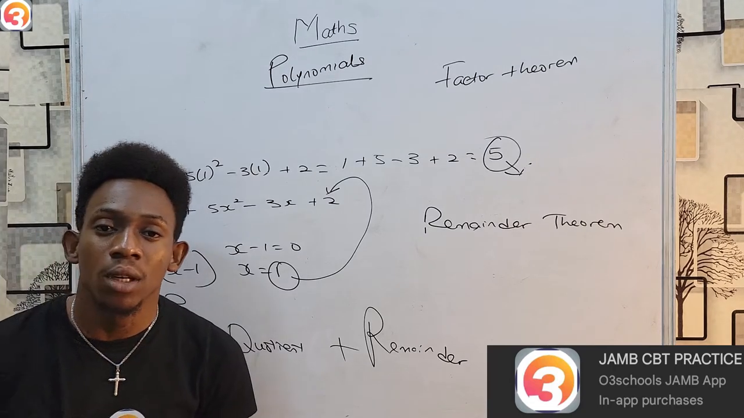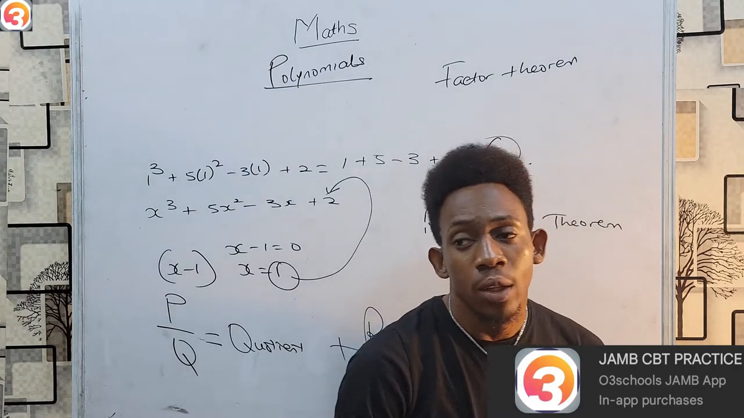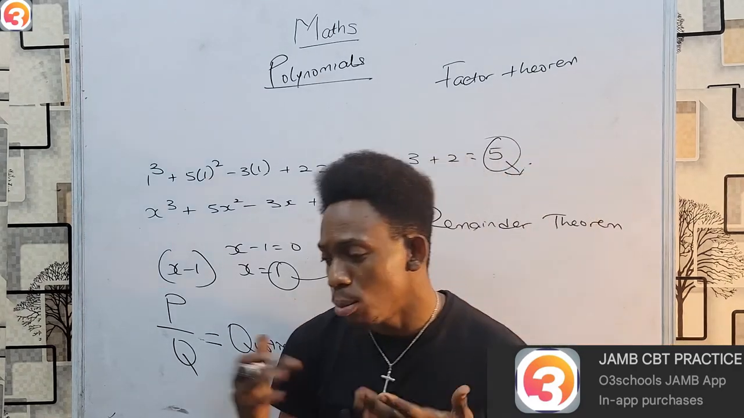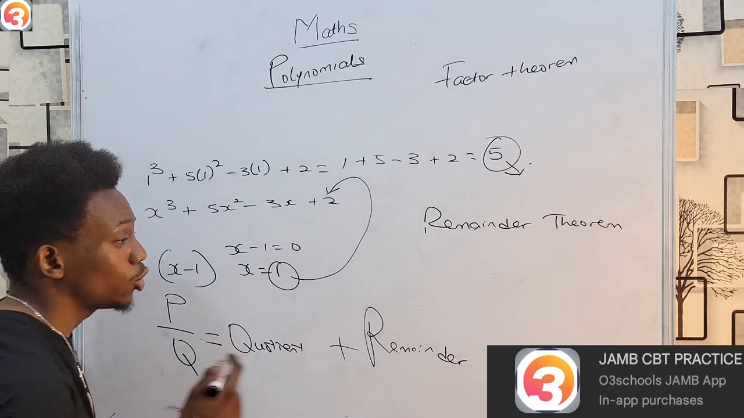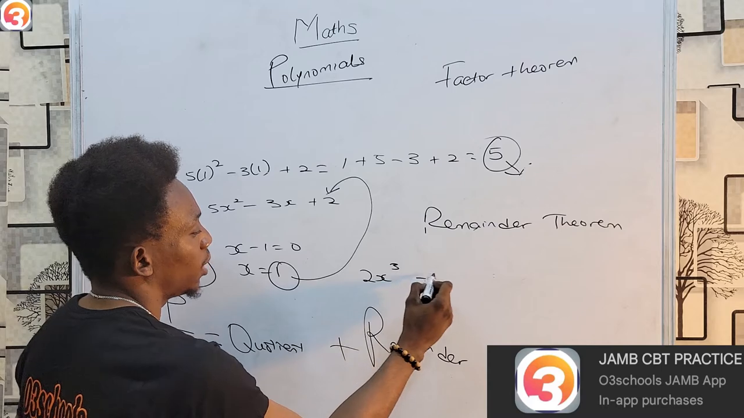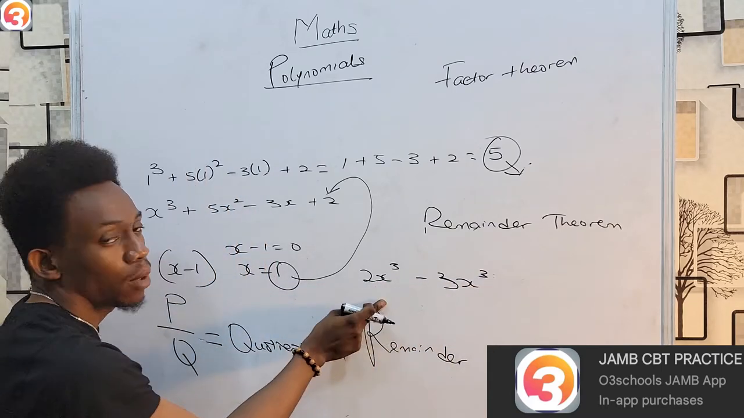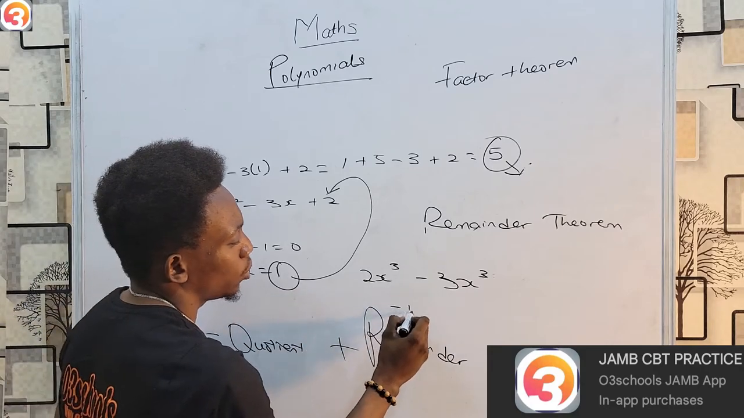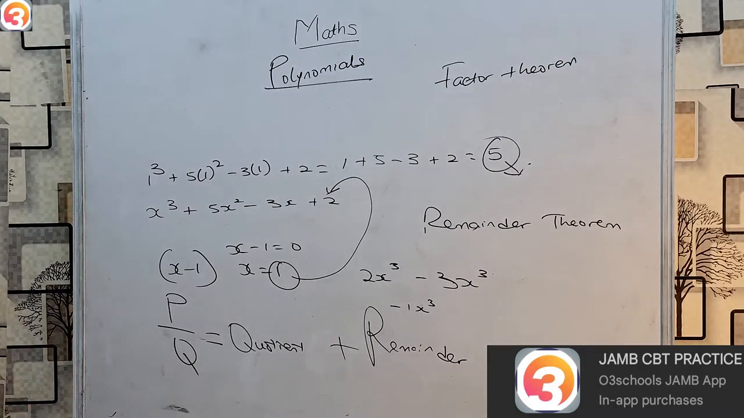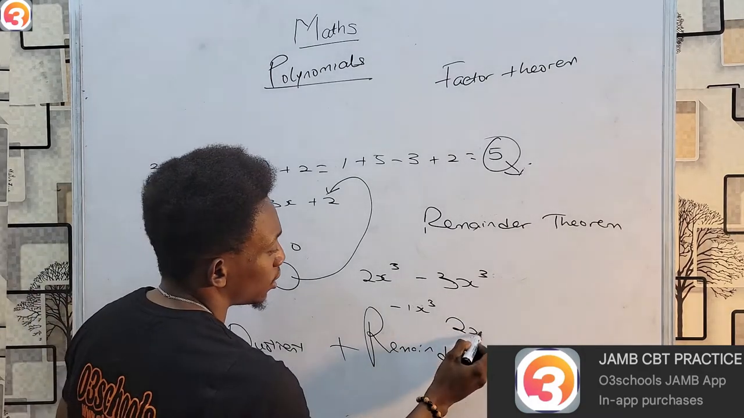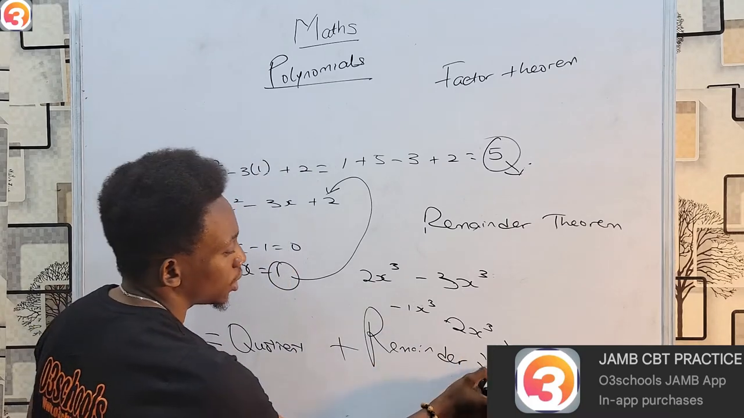So at this point in time, we go to our O3 Schools JAMB app and try to solve some questions. Now please note, addition, subtraction, multiplication, these are very, very easy. We will not really treat it here, because as you are aware, if I was having 2x cubed minus, let's say, 3x cubed, I know they can subtract because they have the same powers. 2 minus 3 becomes minus 1 x cubed. That's very simple. Addition and subtraction is very easy. Multiplication is quite as easy. 2x cubed times 3x cubed, as you are aware, will be 2 times 3, 6.